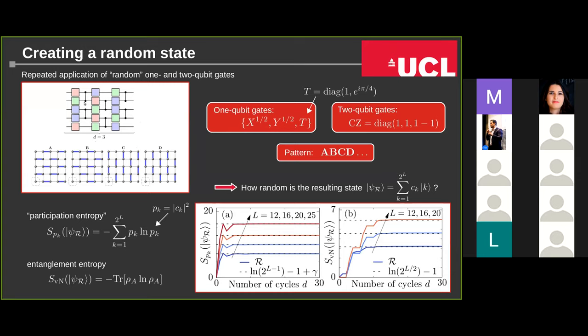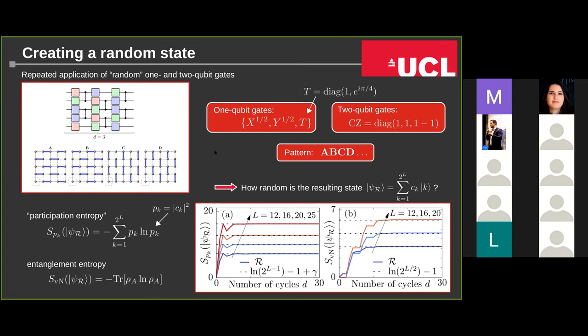So we also consider random circuits or quasi-random circuits where we have layers of one qubit gates and two qubit gates. In this case, the one qubit gates are chosen from this set here. These are pi half rotations around the x and the y axis of the Bloch sphere. And then we also have this T gate, which is this phase gate here. And the two qubit gates, to create the entanglement, are always these controlled Z gates. We apply these controlled Z gates in some pattern, A, B, C, D, and then we repeat again, A, B, C, D. These patterns are shown here on the left. The blue bonds show you where we apply the two qubit gates in each cycle. And so applying this random circuit will eventually randomize your state.